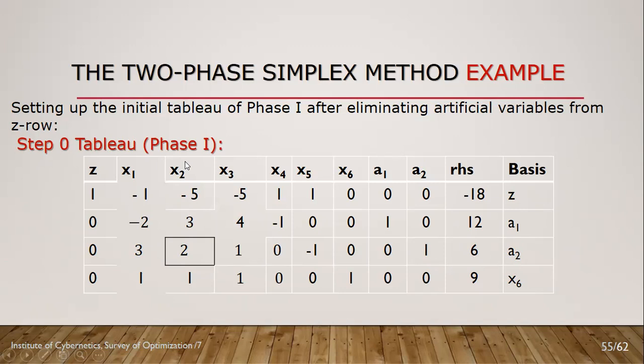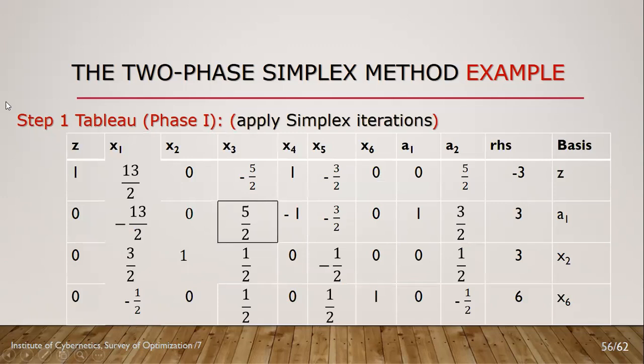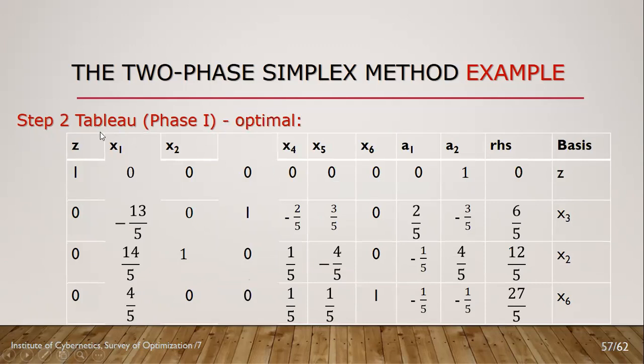Then we update it. I recommend you perform the computations at home yourself. We will just quickly go over them. So we apply simplex iterations, step 1, step 2, and finally we get the optimal one. How do you know that it is optimal? Just because there are no negative values here. Therefore, the basic variables appear to be x sub 3, x sub 2, and x sub 6.